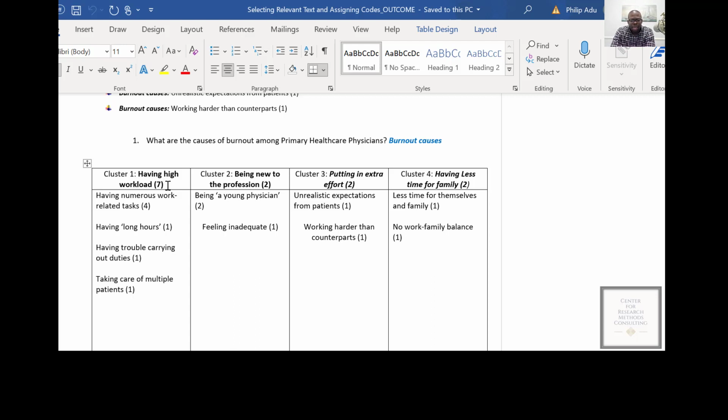Does it mean that you are saying that physicians have a lot of work to do, right, when they go to work? They have a lot to complete. They might have long hours, they might have to take care of multiple patients, right? And so that is the meaning that I can draw from this theme.